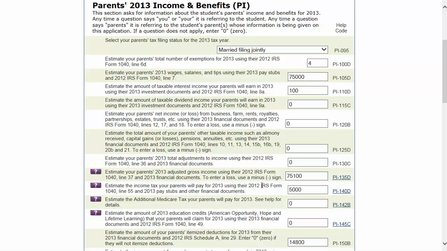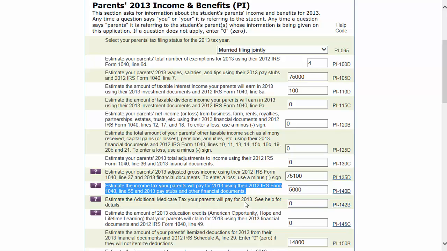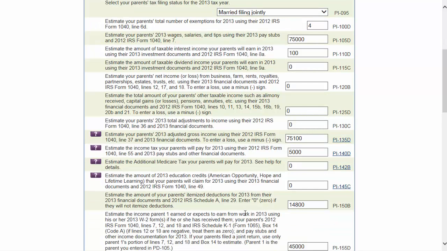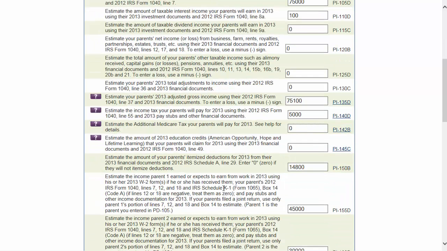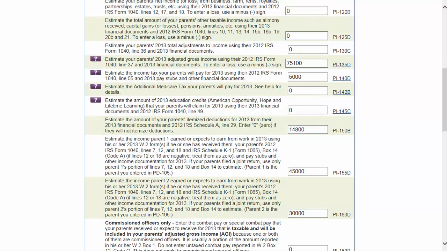This is probably the hardest one to do, estimating the income tax that parents are going to be paying. It's not exactly the same number as the income tax amount that was withheld on their W-2s. People rarely pay that exact same amount. So again, look closely at the previous year's 1040 to get an idea of what the next year's taxes might be. There is help available for many of these questions. There's a lot of detail here to help you understand exactly what we're asking you to complete.